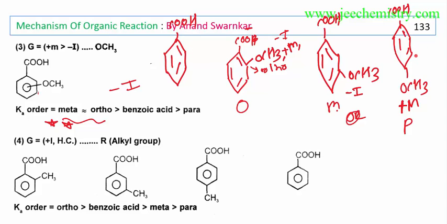This is the meta group, this is the para position, where a plus M effect is provided. So the plus M effect will decrease the stability of the conjugate base. So the para compound will come in the last position, and benzoic acid will come in this position. So in this way we can decide the acidic strength.